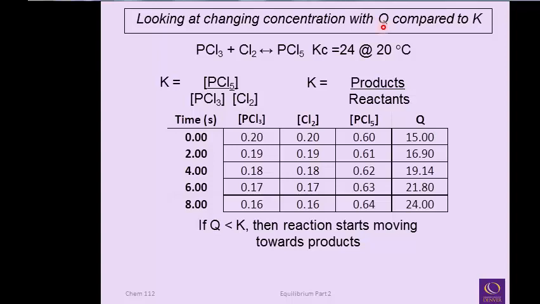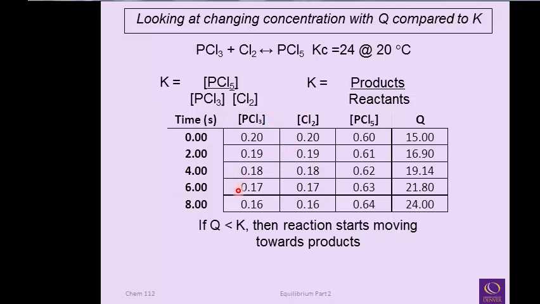The answer is, if this number divided by this number is low, then the products need to increase and the reactants need to decrease. Mathematically, if products are increasing and reactants are decreasing, that means the reaction is flowing to the right, towards products. You can see as you watch this reaction over time that that's exactly right. Product starts to increase, and the reactants decrease stoichiometrically.